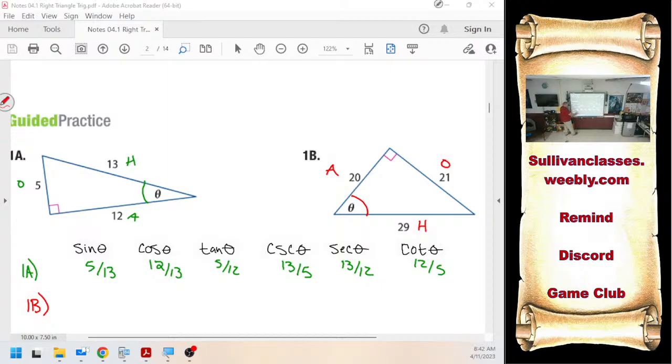So 1b, again, opposite over hypotenuse, 21 over 29. Adjacent over hypotenuse, 20 over 29. Tangent is opposite over adjacent, 21 over 20. Cosecant, well, you know what? Just all three of these, flop them. 29 over 21, 29 over 20, and 20 over 21.